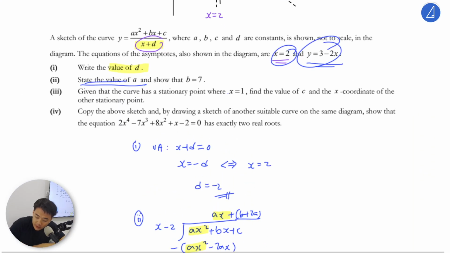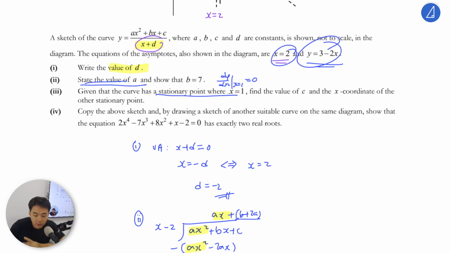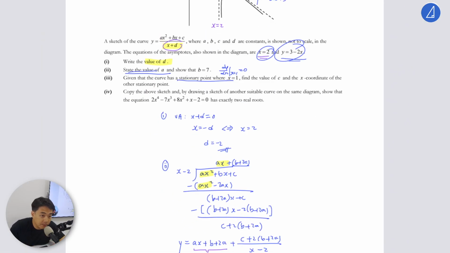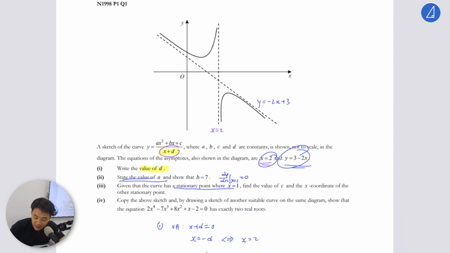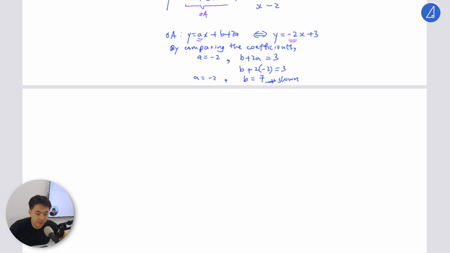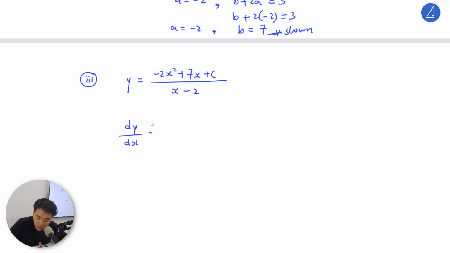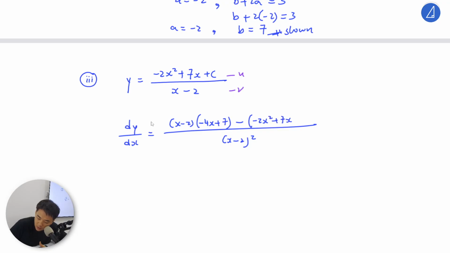So for C, we are given that the stationary point is where x equals 1, so dy/dx at x equals 1 is 0. So I'm just going to use that. Just put in A, B, and D inside. What we're going to do is dy/dx using the quotient rule: (v du/dx minus u dv/dx) over v squared. This is u, this is v. So du/dx is minus 4x plus 7, minus u dv/dx, which is 1.